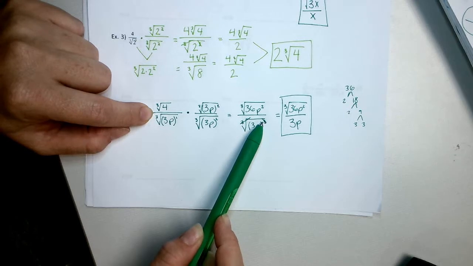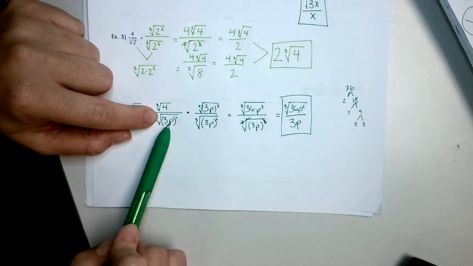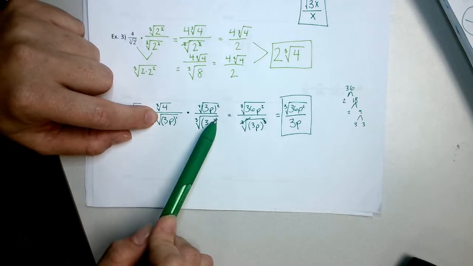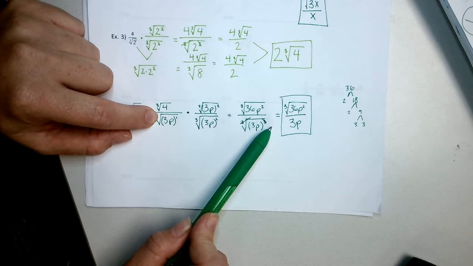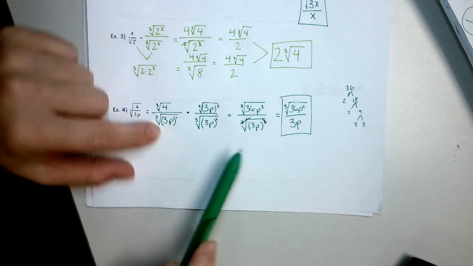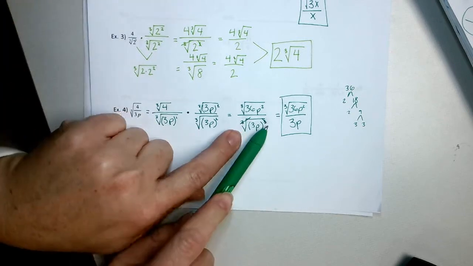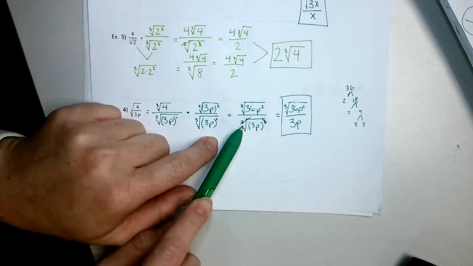Because I already had 1. So if I multiplied it by 3p cubed, I'd have 3p to the fourth power, and a cube root does not cancel a fourth power. So I'm trying to create something cubed so I can cancel my cube root. Does that make sense? Okay.